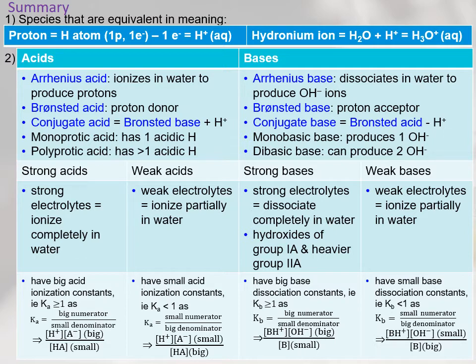Strong acids and bases are strong electrolytes that are totally ionized in water, while weak acids and bases are partially ionized in water. A strong acid has a large ionization constant Ka greater than or equal to 1, but a weak acid has a small Ka less than 1. A strong base has a large base dissociation constant Kb greater than or equal to 1, but a weak base has a small Kb less than 1. The hydroxides of group 1A and heavier group 2A metals are strong bases.